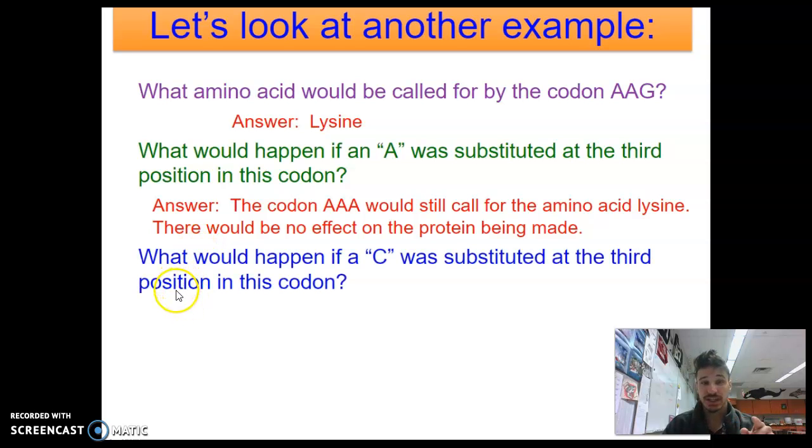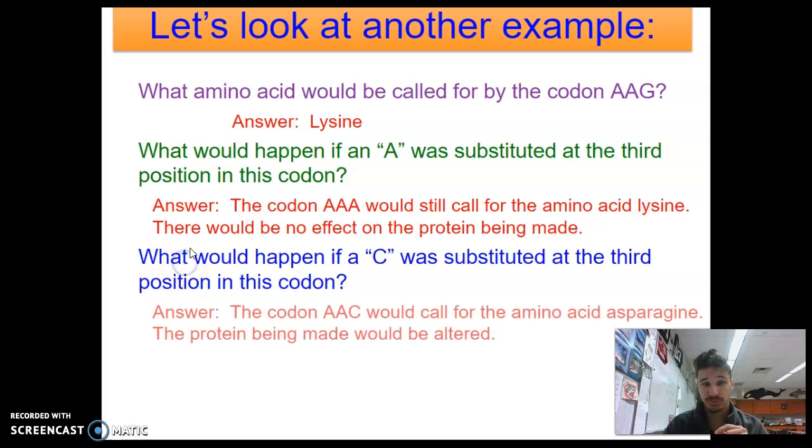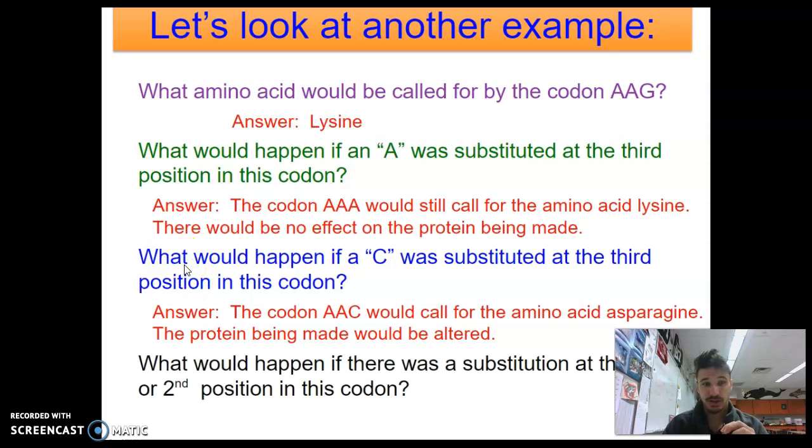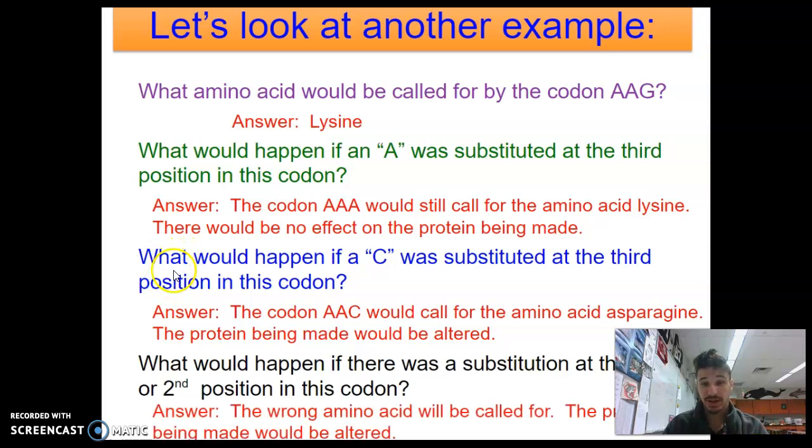But what if we put a C in the third position of this codon? Now we're going to get asparagine, and the protein is altered. Now what would happen if there was a substitution at the first or second position in this AAG codon? The wrong amino acid will definitely be called for, and the protein being made will be altered.